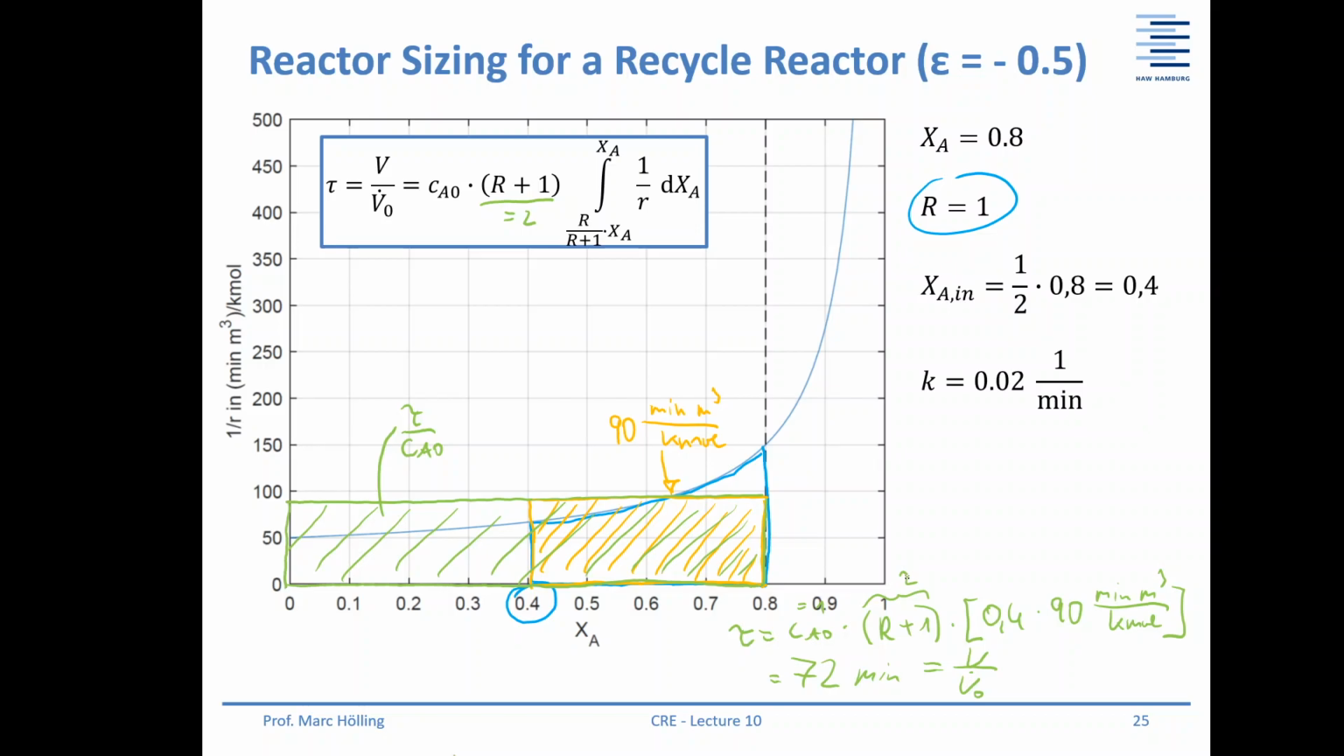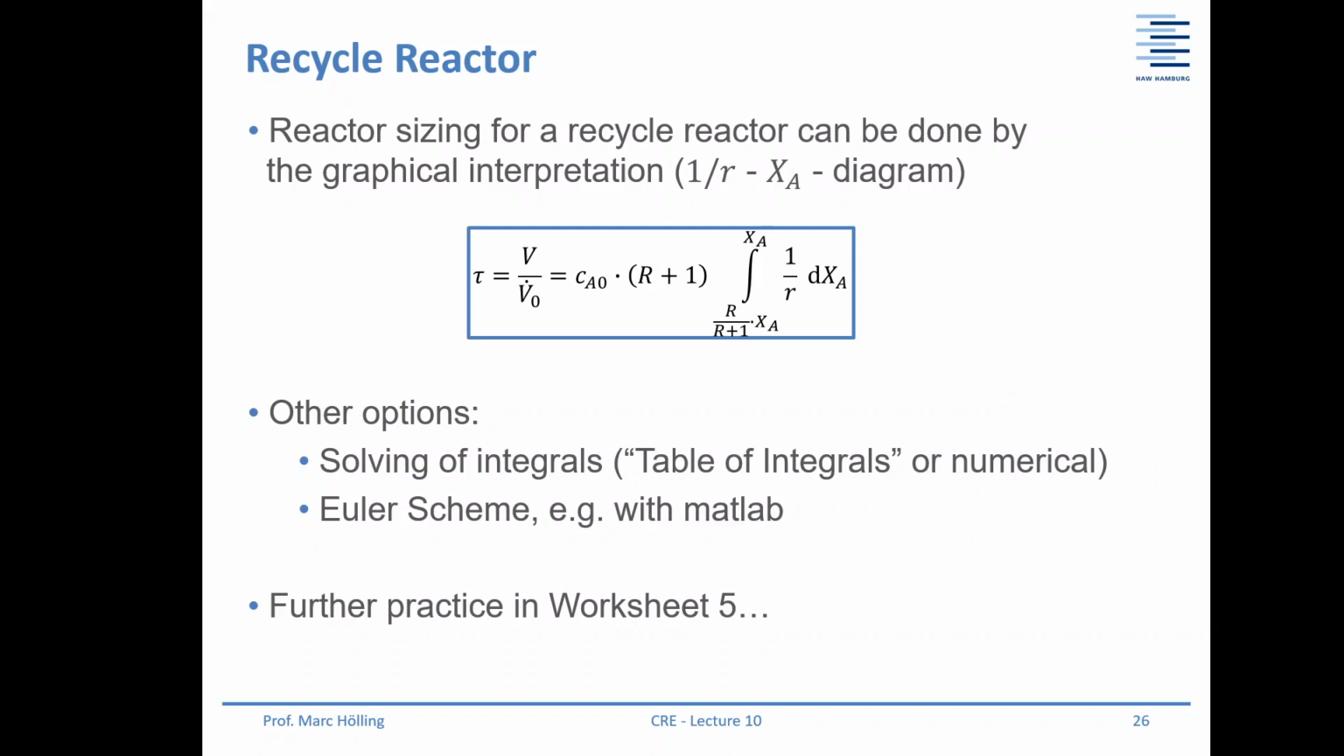So you can see, if we would go here for a recycle ratio of 1, then it would be rather easy. Then you would just have the area below the curve and you would have an even lower residence time, always for the case of isothermal conditions. So let's summarize for the recycle reactor.